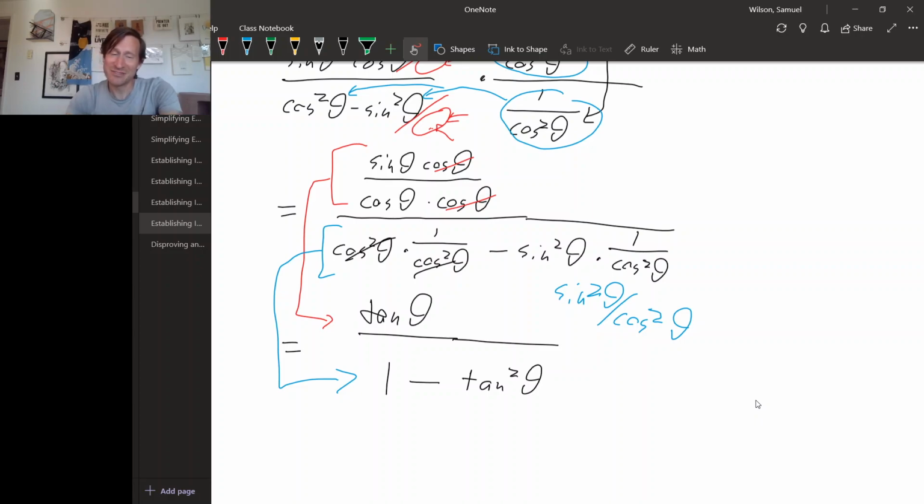All right, so those are kind of the main tricks for dealing with identities. Think about using common denominators. Think about multiplying things out or factoring things. Keep an eye on your goal, and whenever you see something squared, think about using the Pythagorean identities.